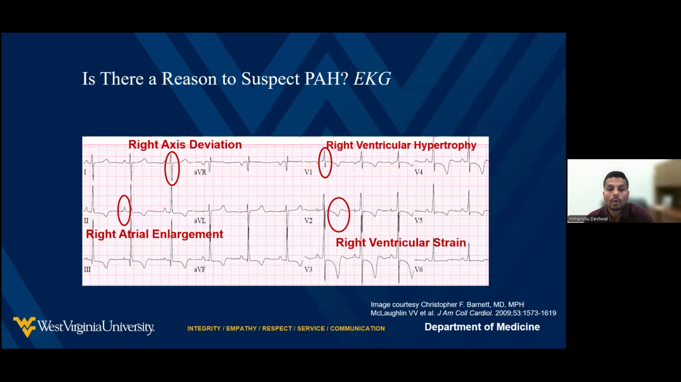So you will see what we call prominent P waves, which may suggest RA dilation or right-sided disease. You might have a right axis deviation in I and aVF. You might see RV hypertrophy and RV strain, where you have ST depressions in the anterior leads. So these are the signs that may suggest there is something going on with the right ventricle. We should figure out whether this is because of pulmonary hypertension.